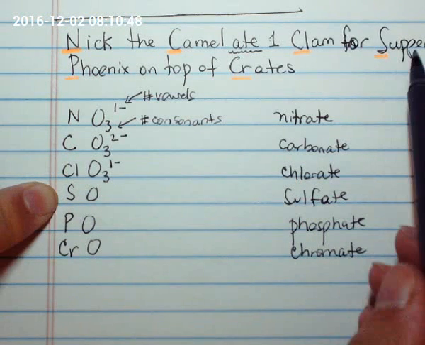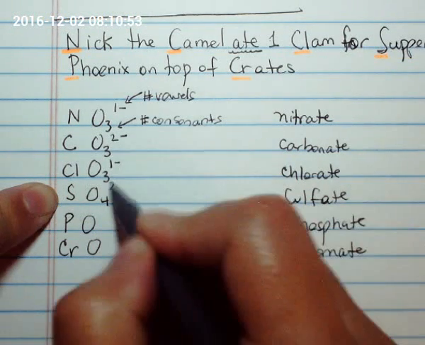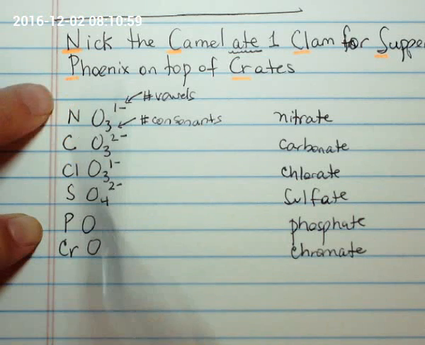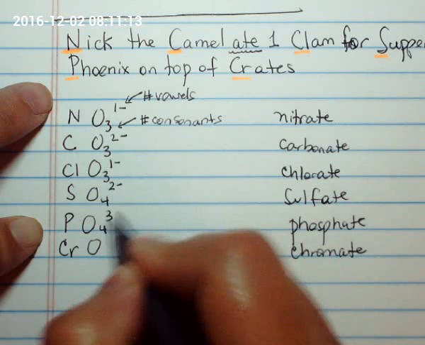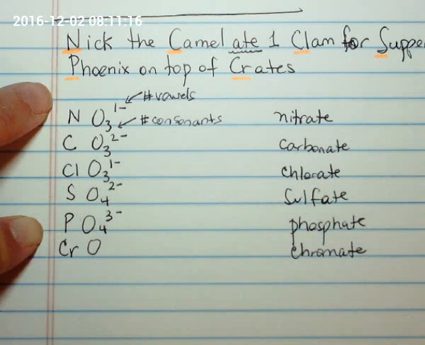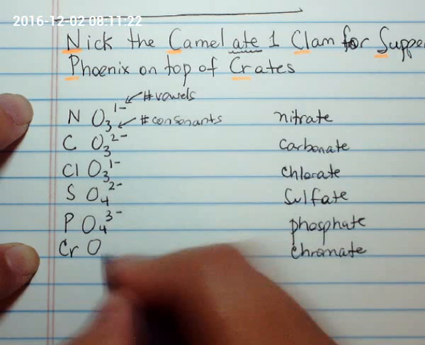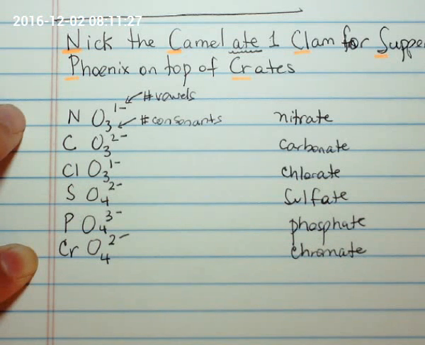All right, what about in the word supper? How many consonants do you see? 4. How many vowels do you see? 2. So the formula for sulfate is SO4 2 minus. How about phosphate? The word phoenix. Now here's the problem. Some people can't spell phoenix, right? So you're going to have to learn how to spell that. So how many consonants do you see in the word phoenix? There's 4. How many vowels do you see in the word phoenix? 3. So the formula for phosphate becomes PO4 3 minus. And what about chromate? We have 4 consonants and how many vowels? Okay, there you go. There's 6 of the 17 that you have to memorize.